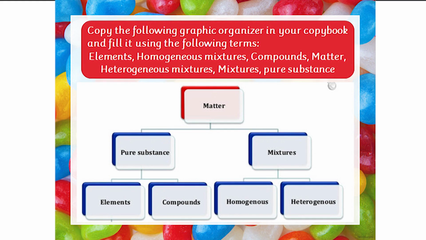A mixture is formed from more than one substance physically combined. If the appearance is the same all over the mixture, it's a homogeneous mixture. If it's formed from different parts clearly seen by eyes, it's a heterogeneous mixture.